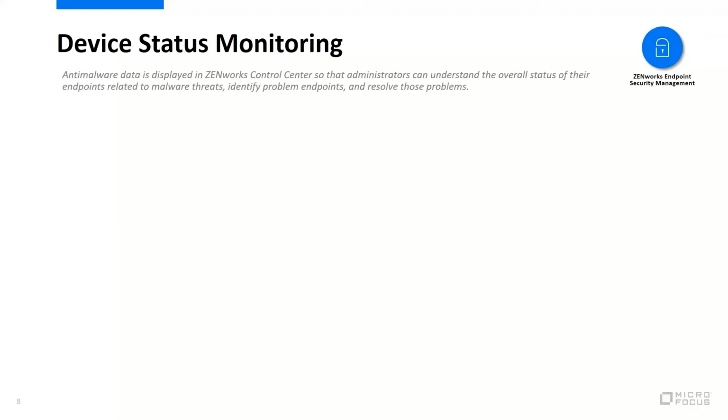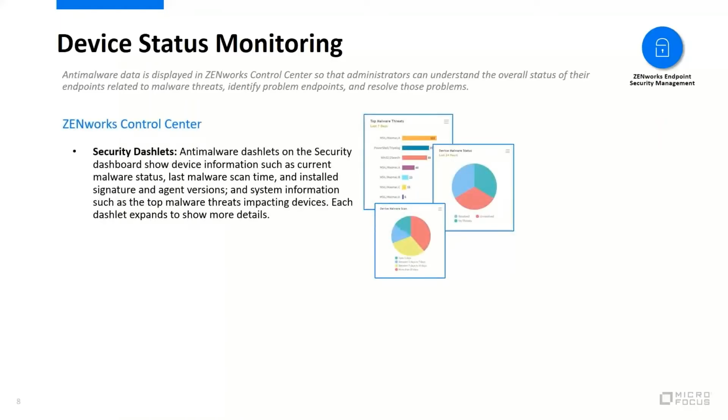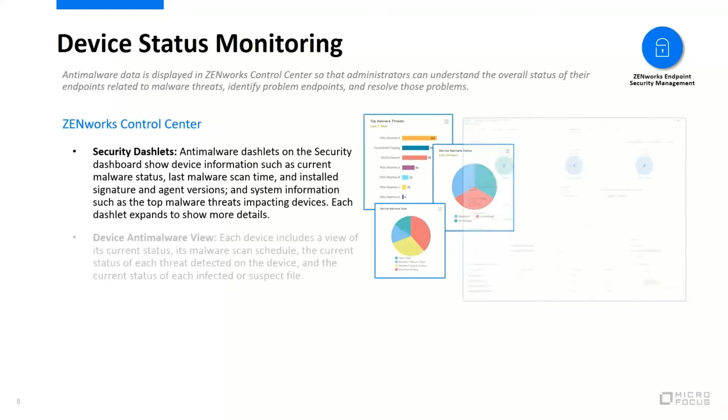Anti-malware data is displayed in ZENworks Control Center so that administrators can understand the overall status of their endpoints related to malware threats, identify problem endpoints, and resolve those problems. The anti-malware dashlets show any detected threats as well as the current threat status of each endpoint.